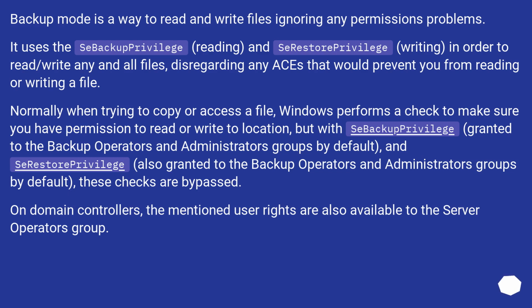Normally when trying to copy or access a file, Windows performs a check to make sure you have permission to read or write to the location. But with SeBackup privilege, granted to the Backup Operators and Administrators groups by default, and SeRestore privilege, also granted to the Backup Operators and Administrators groups by default, these checks are bypassed. On domain controllers, the mentioned user rights are also available to the Server Operators group.